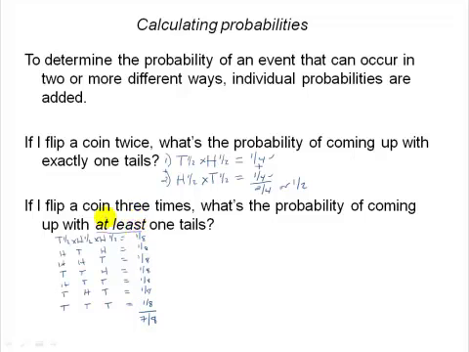But the easier way to solve a problem that says at least 1 is to recognize that the only way that you wouldn't get at least 1 is if you got none. Right?